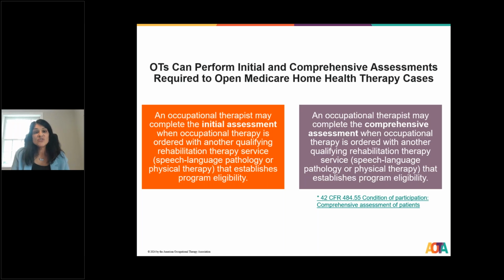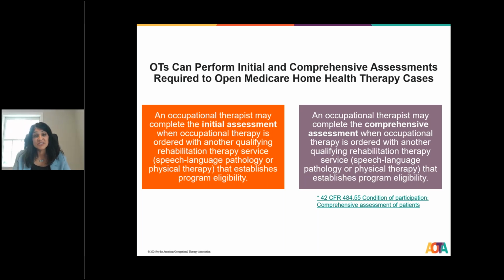So to move on, OTs can perform the initial and comprehensive assessments required to open Medicare home health cases. This is actually a slide we're really proud to present because just to step back in history a little bit, when the COVID-19 pandemic hit, there were a number of flexibilities put in place. And one of the flexibilities put in place, I believe in 2019, was that occupational therapists could perform initial and comprehensive assessments to open the Medicare therapy cases.